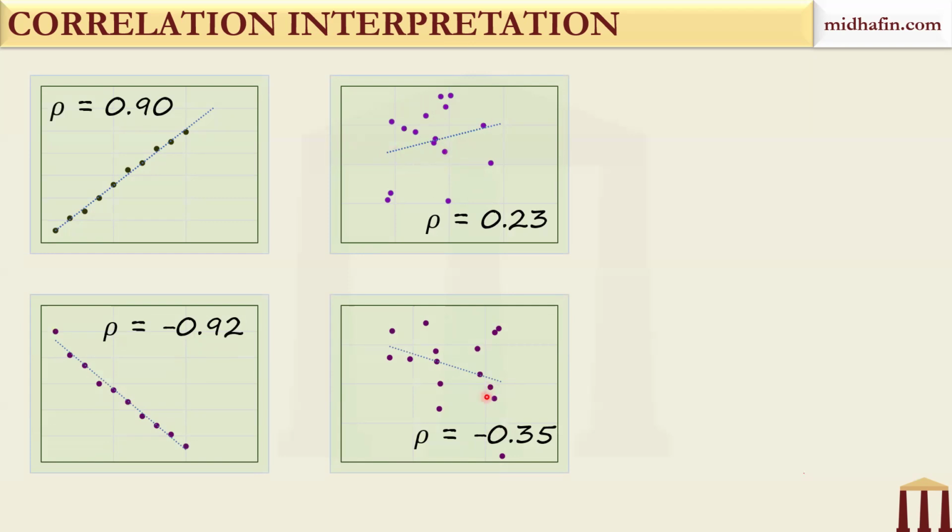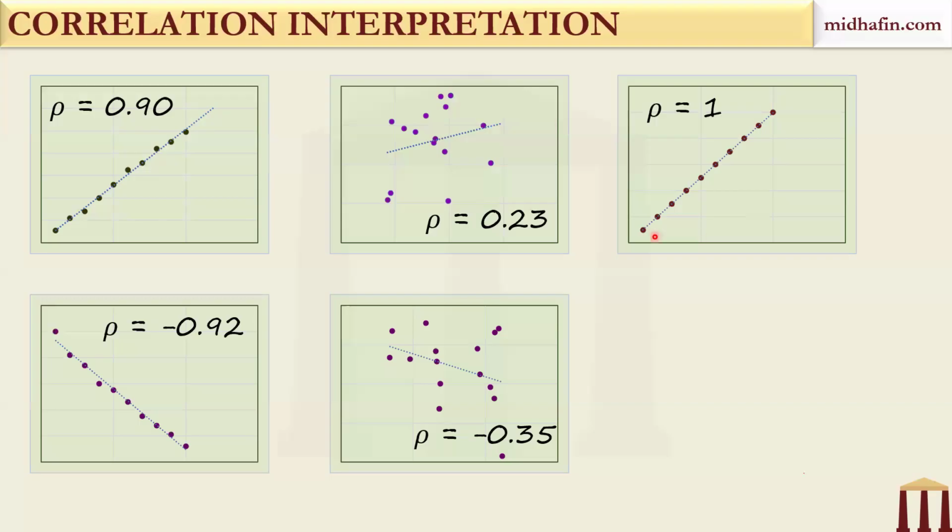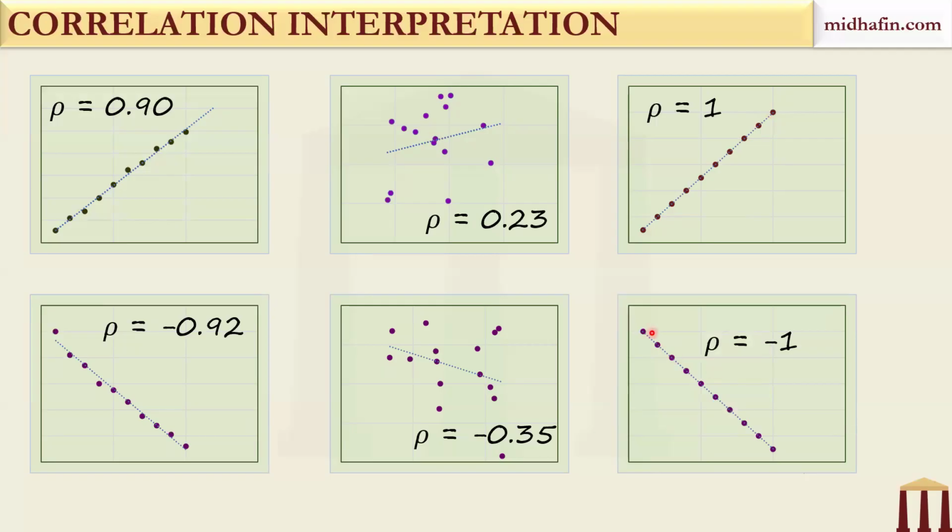What about perfect linear relationship or perfect correlation? All the points will be exactly on the line. And for perfect negative correlation, again, all the points will be exactly on the line, but from northwest to southeast, or vice versa. As far as interpretation of correlation is concerned, the direction does not matter.